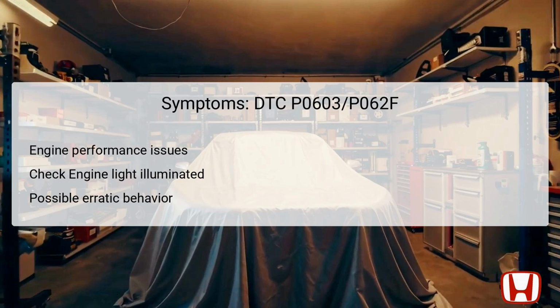Drivers may experience various symptoms when the P0603 or P062F codes present. One common symptom includes engine performance issues, such as stalling or difficulty starting, as these codes relate directly to control module functionality. The check engine light will generally illuminate on the dashboard, alerting the driver to an underlying problem. Additionally, the vehicle might exhibit erratic behavior, such as improper shifting or sudden loss of power.